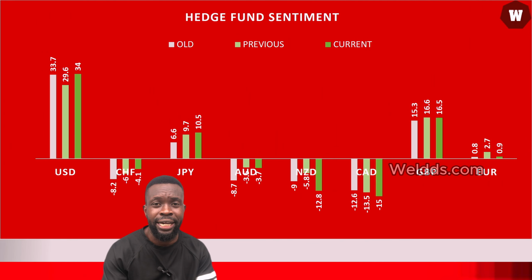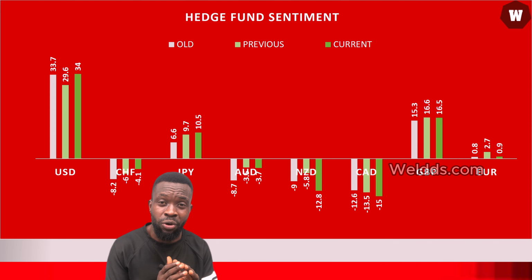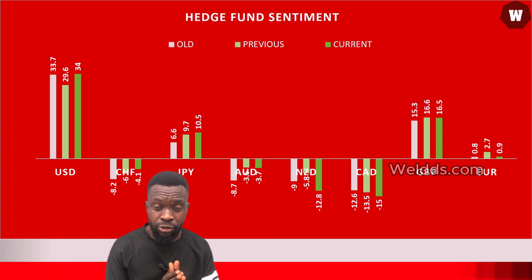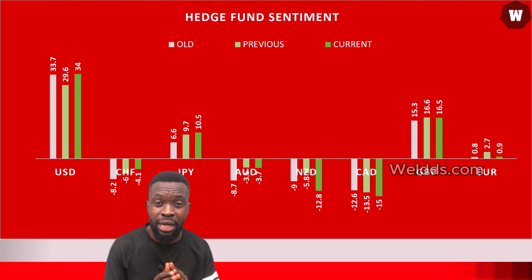Now, having looked at that, another thing we also want to consider is hedge fund sentiment. This hedge fund sentiment is not really macroeconomic analysis, but it tells us what the institutional traders are doing. When we are talking about institutional traders, we are focused on hedge funds. Hedge funds have the same goal as we retail traders, but they trade in higher volume of money. They trade in billions of dollars. So when the hedge funds are buying a particular currency, you want to align your retail position in the direction of the hedge fund.